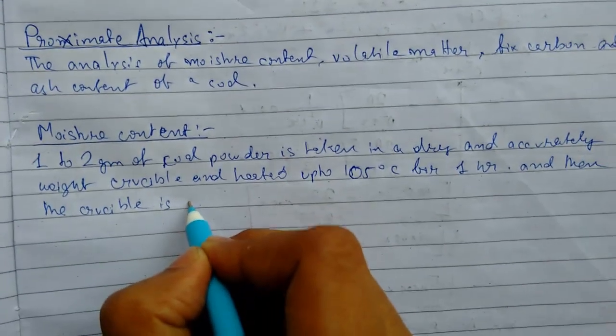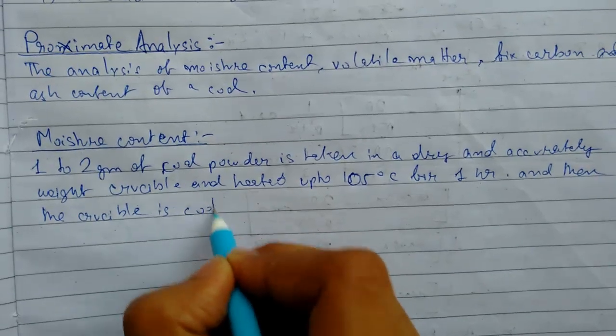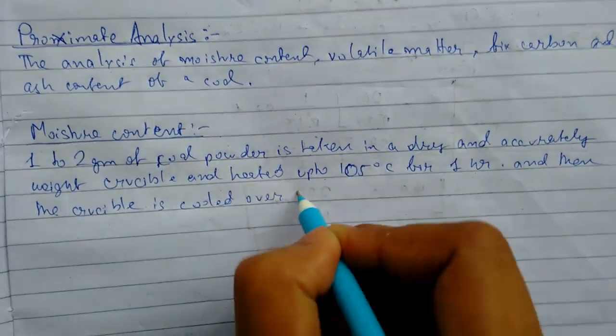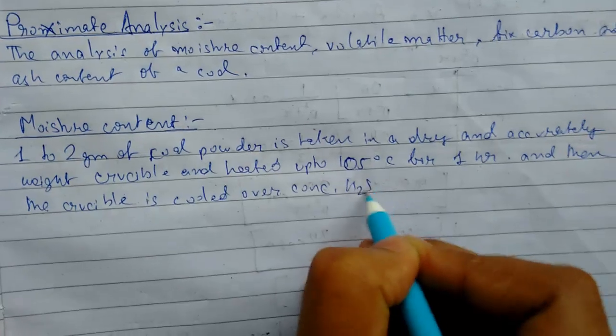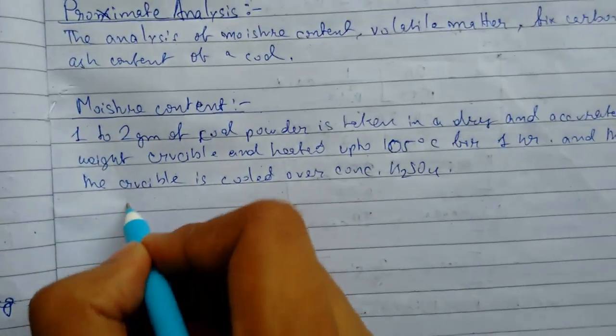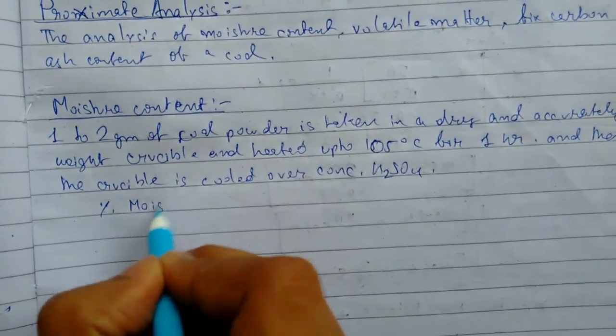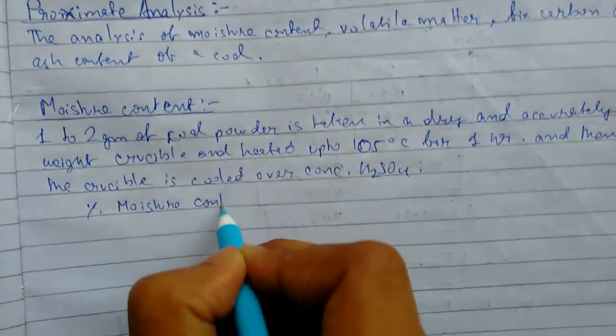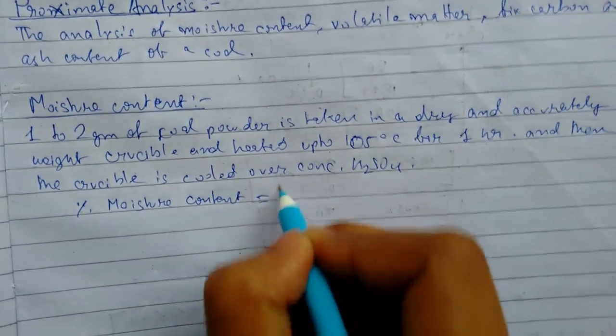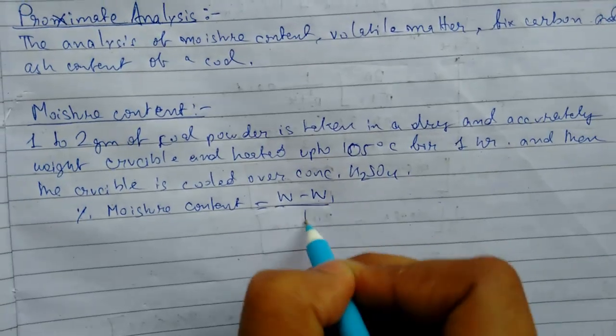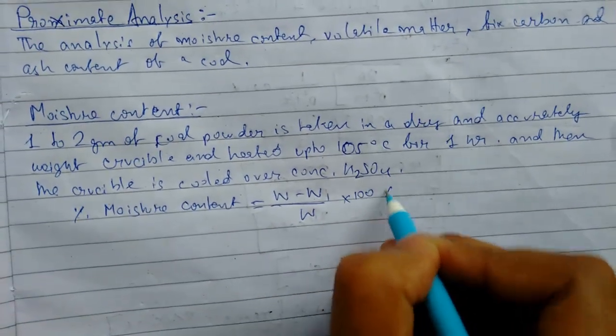is cooled over concentrated H2SO4. So by doing this we'll get the moisture content percentage, that will be equal to (W minus W1) by W into 100%.